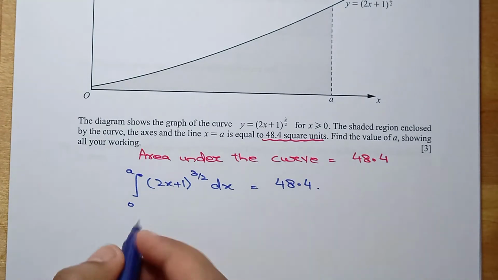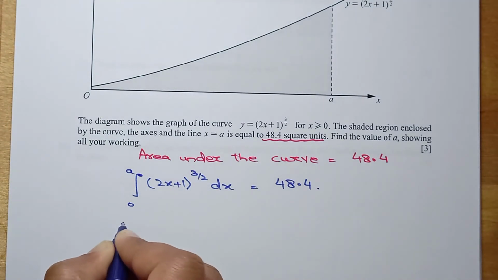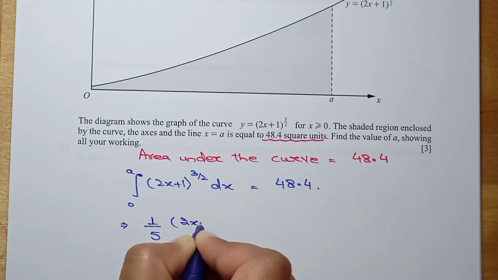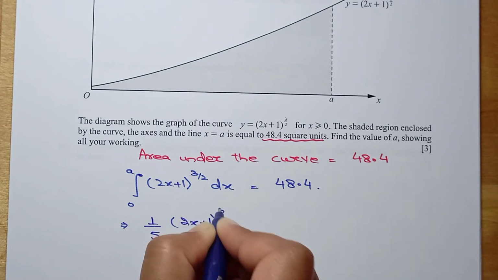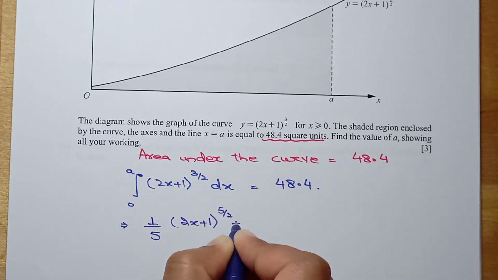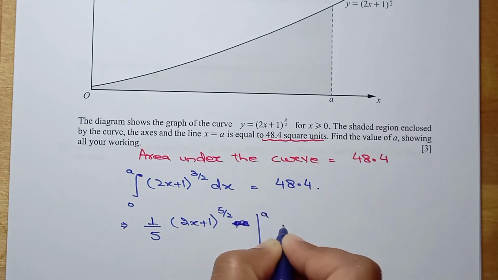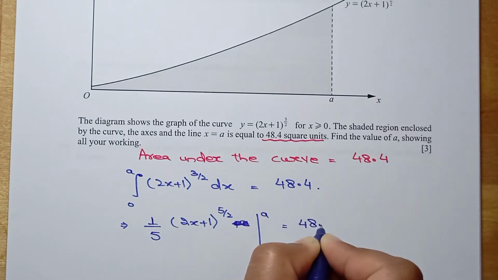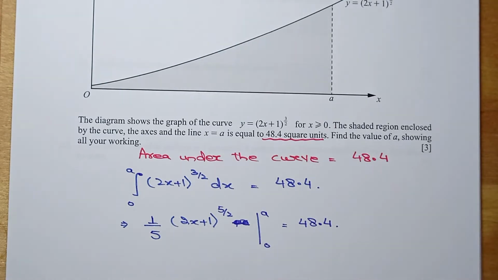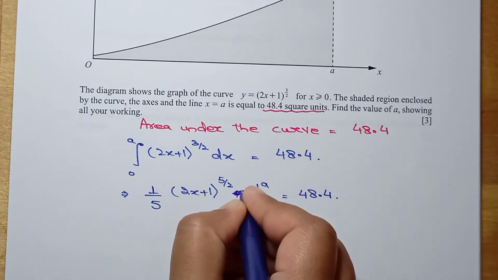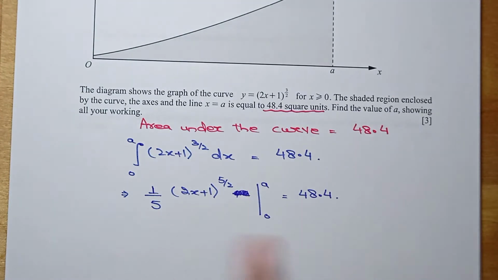So we can use this one, that is this is equals to 1 by 5, 2x plus 1 power is 5 by 2 plus c, and there is no plus c because we have a definite integral. We have given the upper and the lower limit, so we are not using the constant. When we have indefinite integrals, then we are using the constants, right? So we need to put the upper and the lower limit.